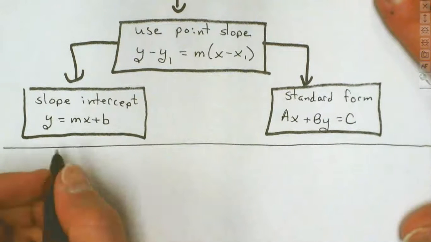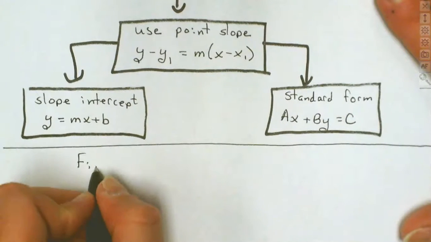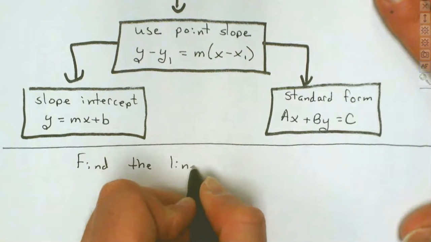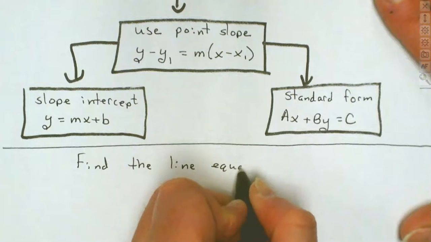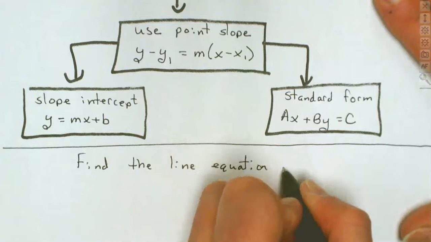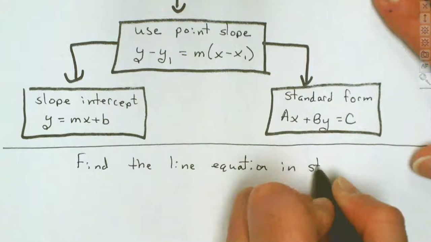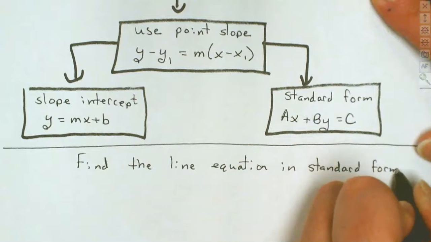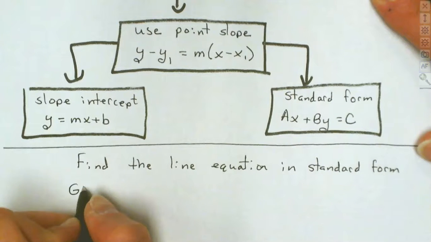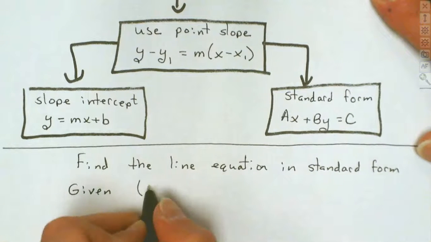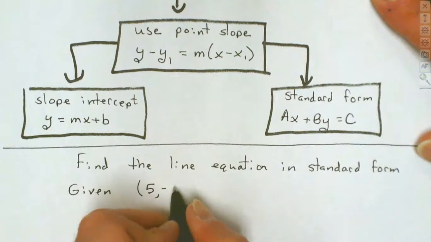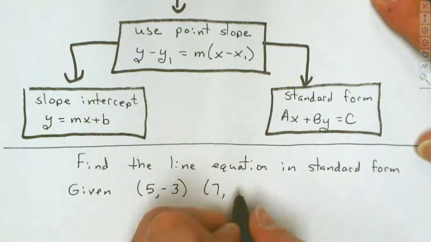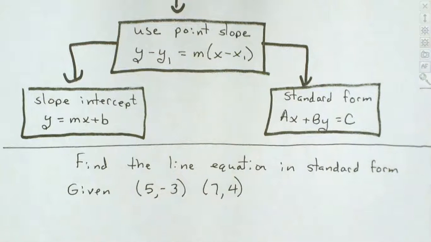And we're going to find the line equation in standard form. And you're going to be given 2 points now. So you're going to be given 5, negative 3, and 7, 4.